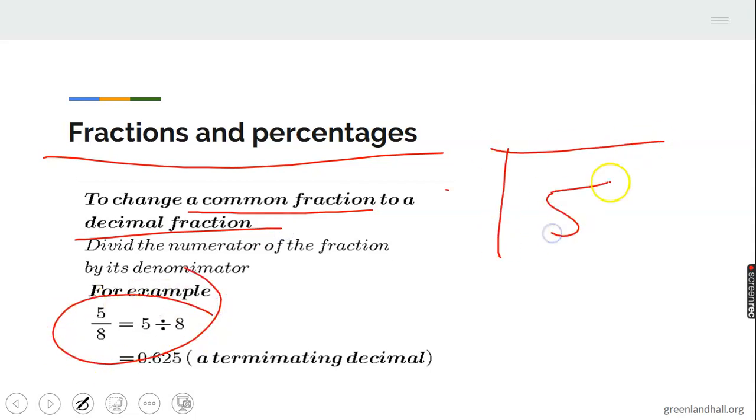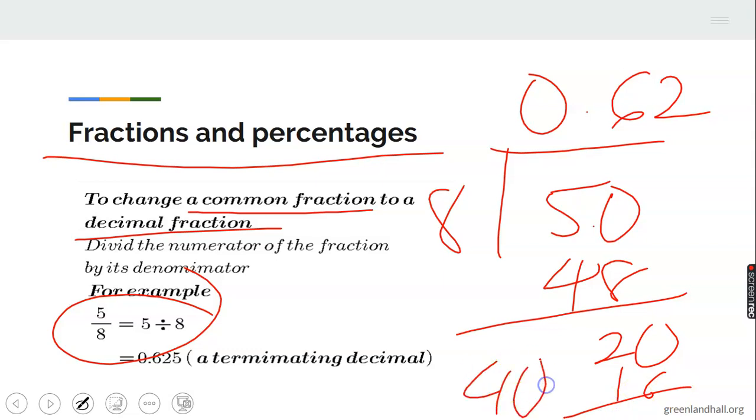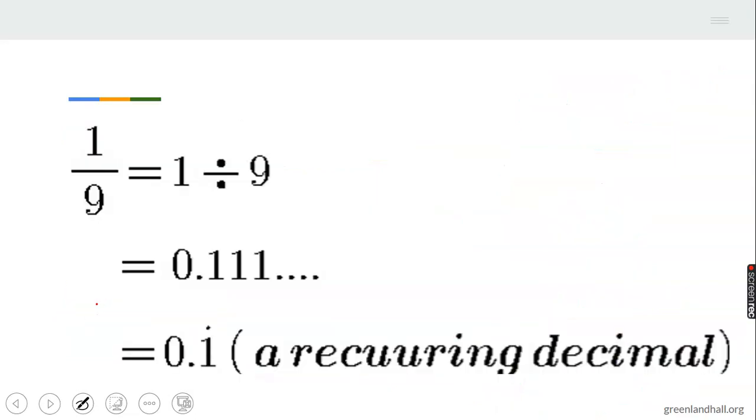Just like our normal division, 8 cannot go in 5, so you put 0 dot, you add 0 here. 8 in 50, you have 6. 6 times 8, that is 48. 2. How many 8 can you get in 20? You can get 2. 2 times this, that is 16. To remain 4. And 8 in 40. We call it a terminating decimal because it stops at 0.625. That is how to convert a common fraction to a decimal fraction.